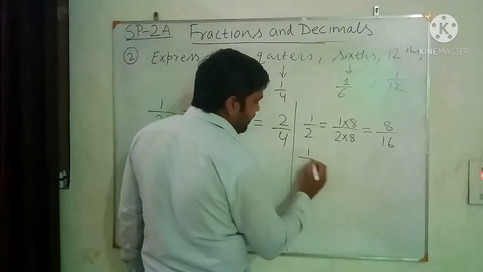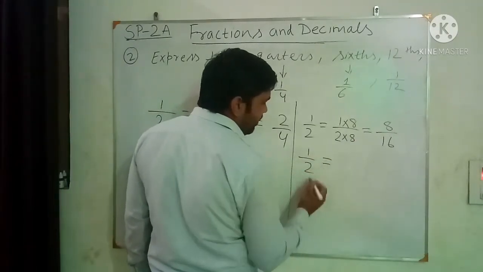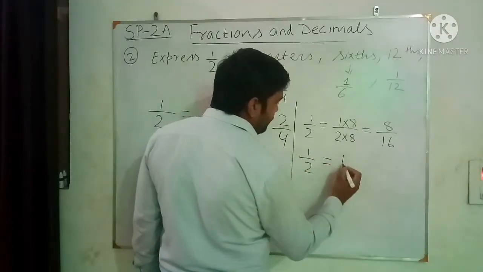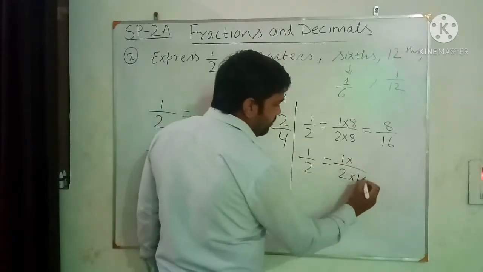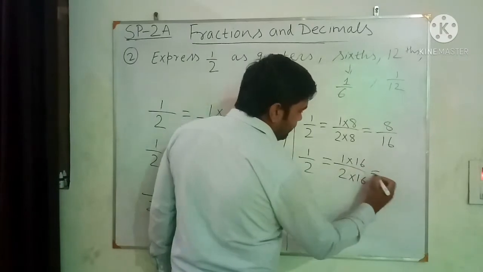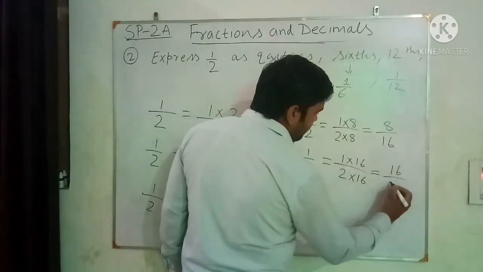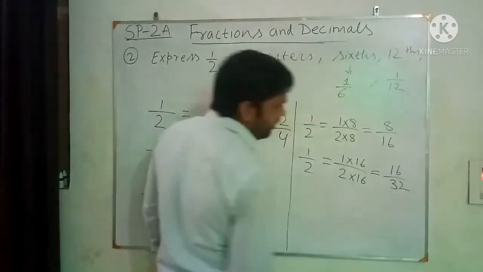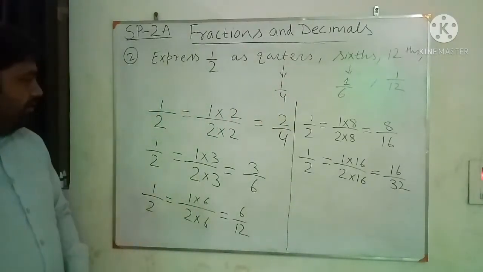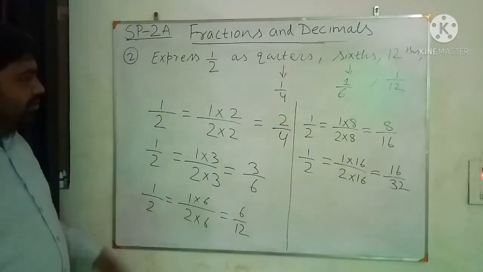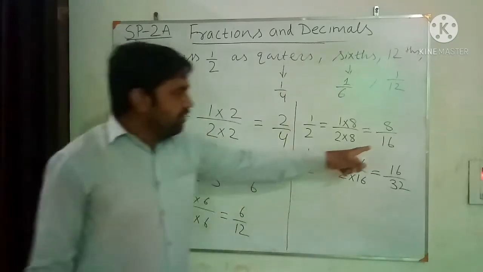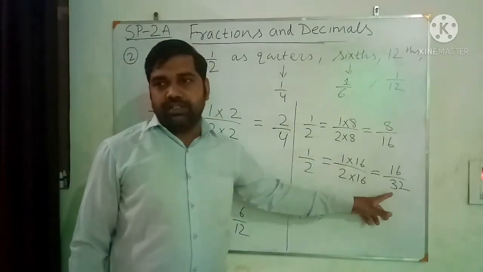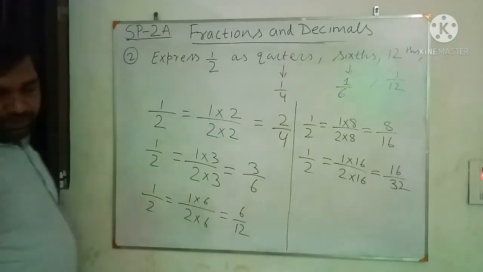Next, what do you multiply in the denominator 2 to get 32? That is 16. 2 16s are 32. So multiply the numerator also. So 16 1s are 16 and 16 2s are 32. See, we have converted the fraction 1 by 2 in the form of quarter, in the form of 6th, in the form of 12th, in the form of 16th, in the form of 32nd. Okay, now we move to question number 3.